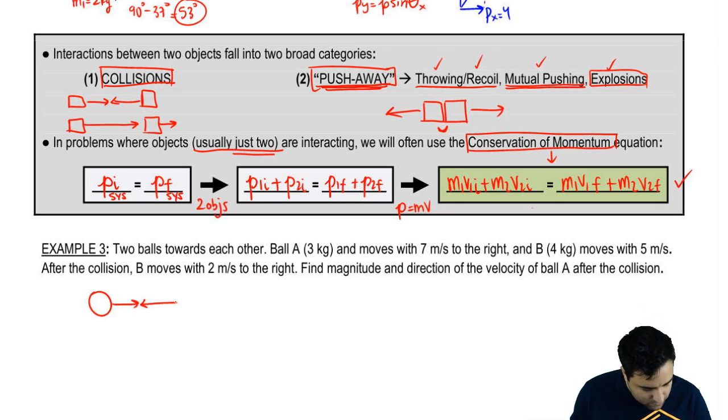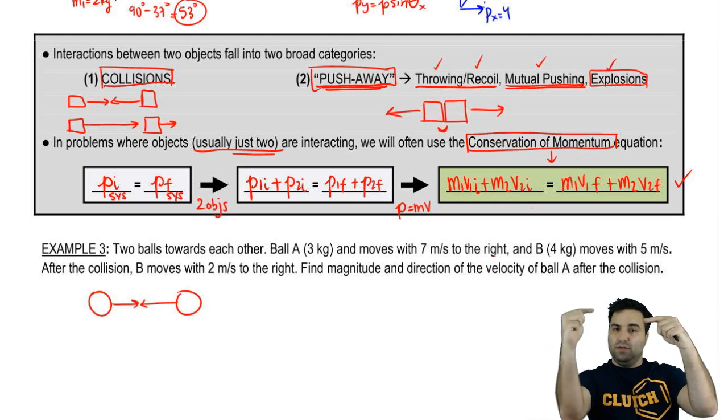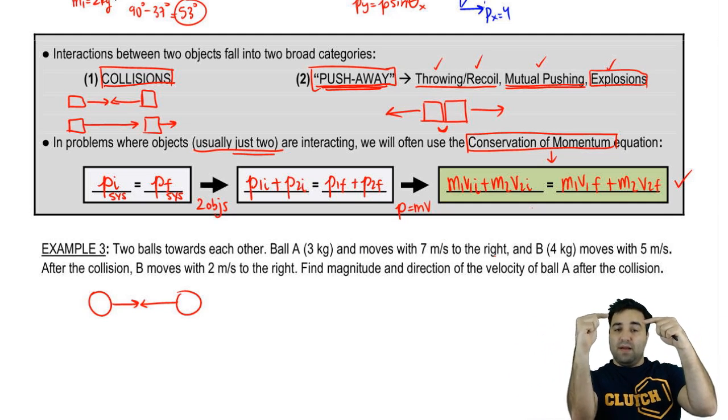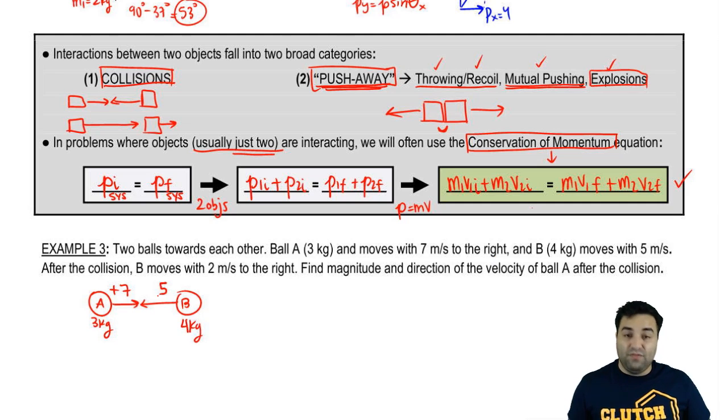Ball A moves with 7 to the right. Again, if they're moving towards each other, and the ball is moving to the right, that ball is coming from the left. So A, 3 kilograms, is moving with 7 to the right, and B, 4 kilograms, is moving with 5. It doesn't say that it's moving with 5 to the left, but you're supposed to figure that out. You can figure that out by knowing that they're moving towards each other. If one's going one way, then the other has to be going the other way.